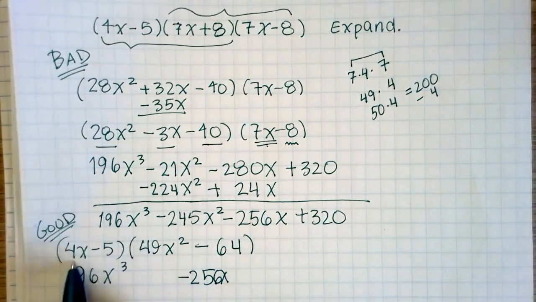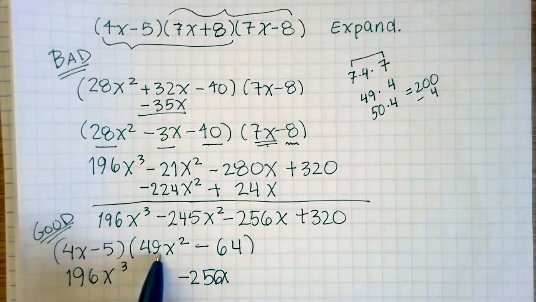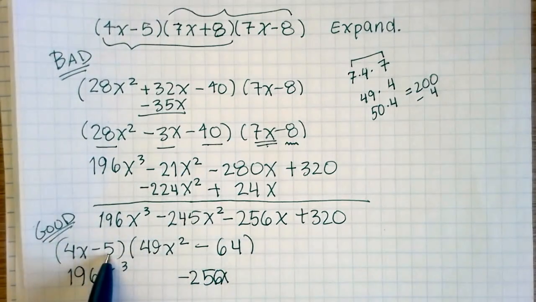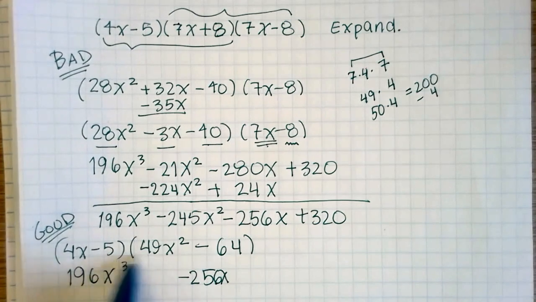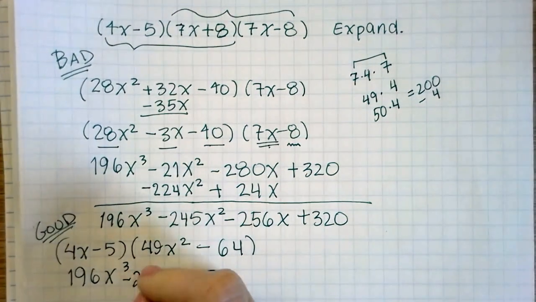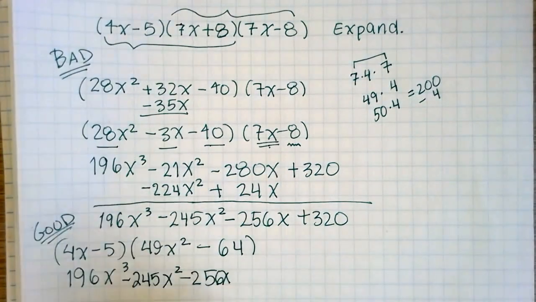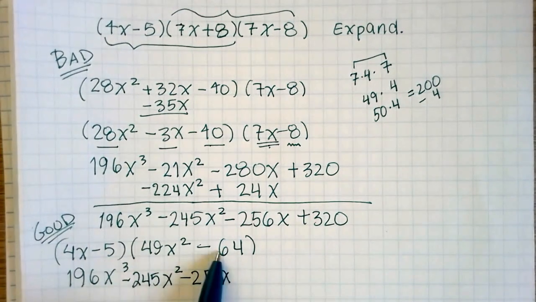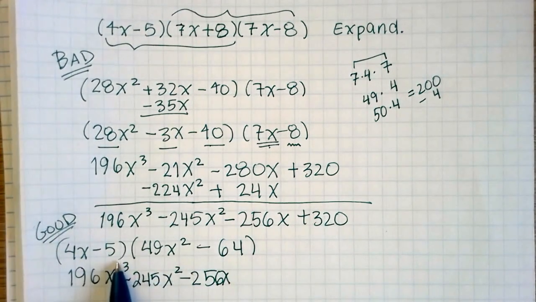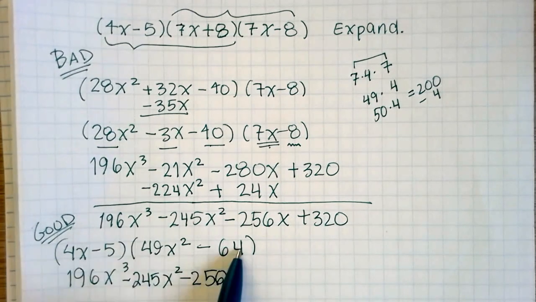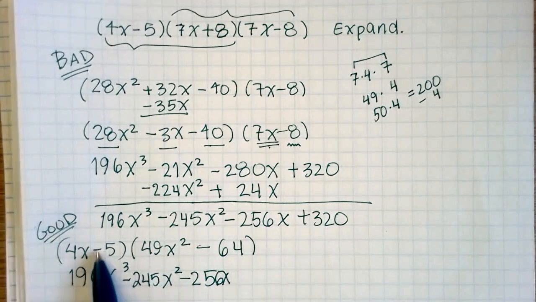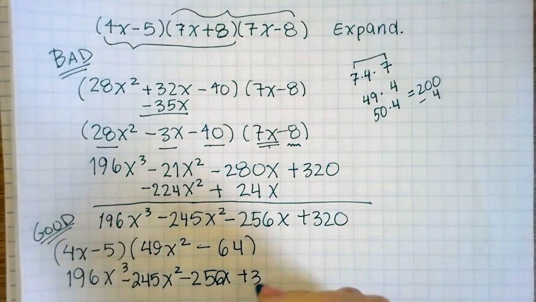So it's first times first. That was outer. Inner, 49 times 5. 50 times 5 is 250. So then it's 245 and negative, 245x squared. And then last times last, 64 times 5 is 300, right? 4 times 5 is 20. So 500, or not 500, what did I say? 320. Negative and negative is positive.